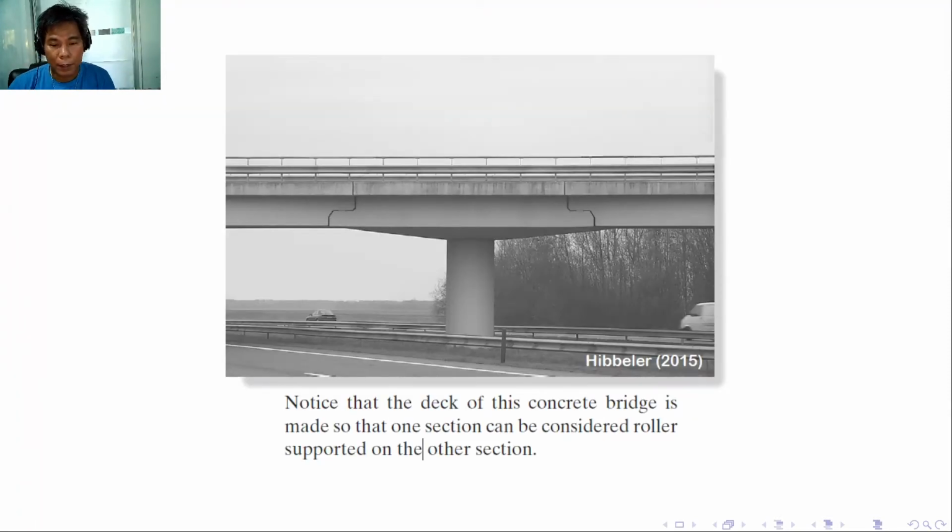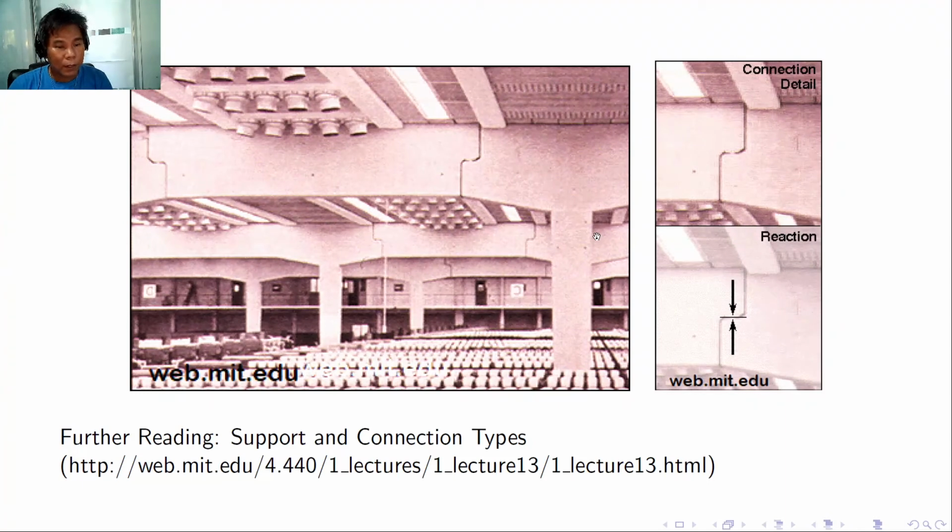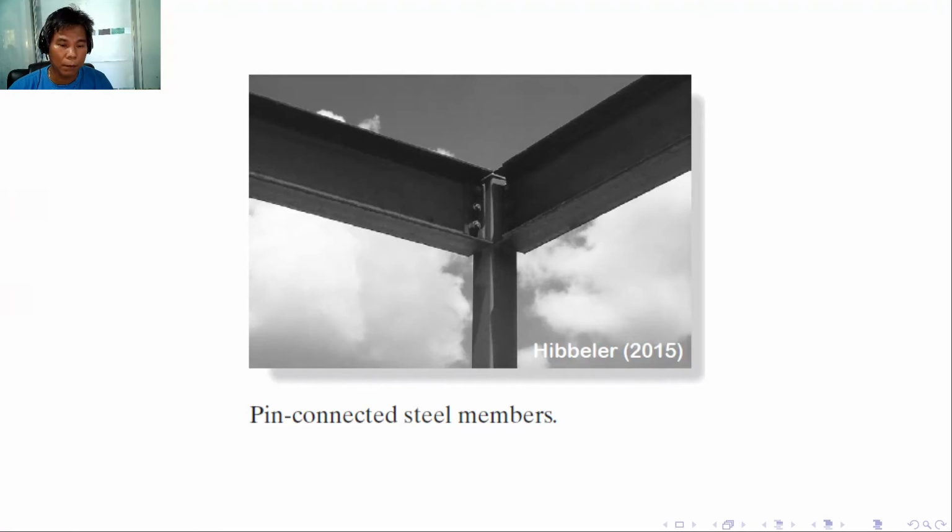Here you will notice the deck of a concrete bridge is made so that one section can be considered roller supported on the other section. See, it's not directly at the support, but you will see it here, this portion. This is similar to this building. It has also a simply supported connection. This one, if pin connected steel members, as you can see, the eye sections are connected with bolts.